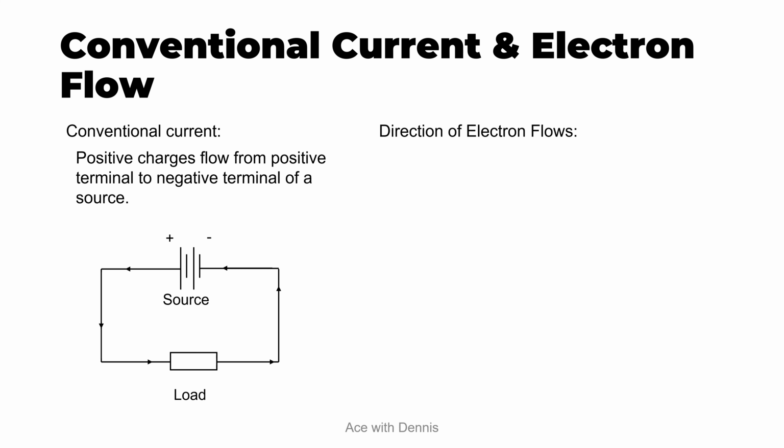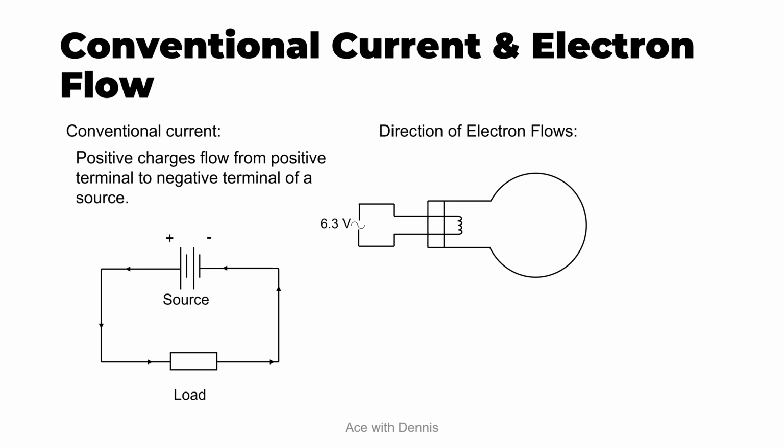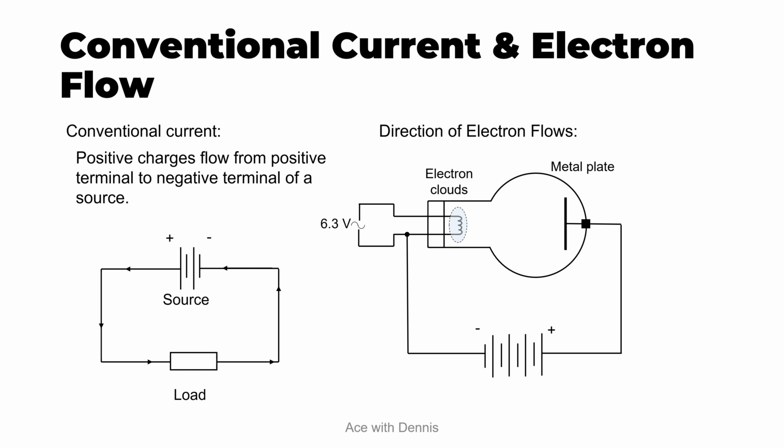On the other hand, the direction of electron flow. So let's look at this thermionic diode, where this is the filament connected to an AC supply and forms electron clouds. The other end of the glass bulb is the metal plate, and we connect an anode supply, which is a high voltage DC supply, to this thermionic diode. So the metal plate is connected to the positive terminal of the anode supply, hence it becomes the anode. So it attracts the electrons and the electrons accelerate towards the metal plate, hence electron beams form.